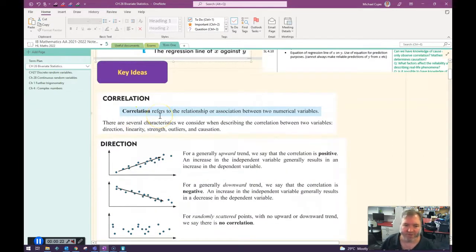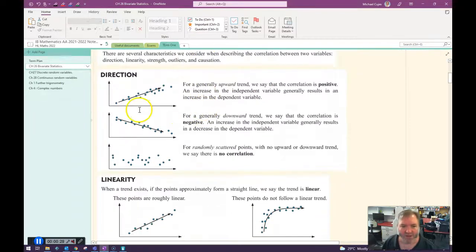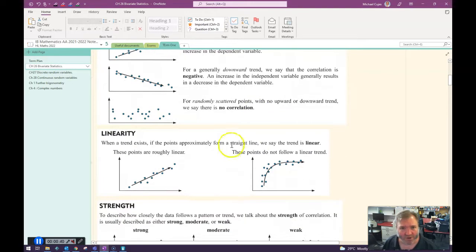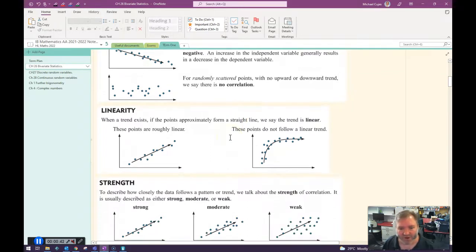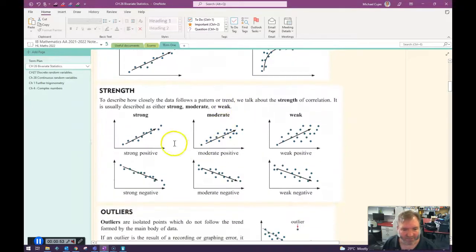First of all, correlation refers to the relationship or association between two numerical variables. We've heard of correlation before. We know about a positive correlation generally going upwards and negative correlation. And for points which are randomly scattered and there's no real pattern, there is no correlation. We talk about whether the correlation is linear or described in some other way. This is a linear one on the left, straight line. Non-linear, still quite correlated those points, but it's clearly not following a linear pattern.